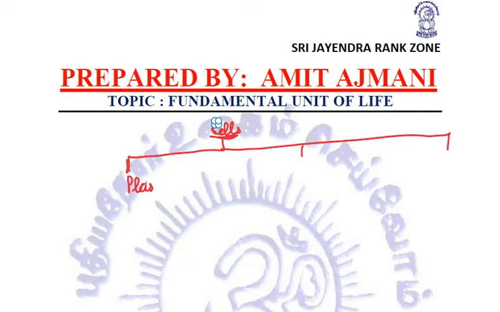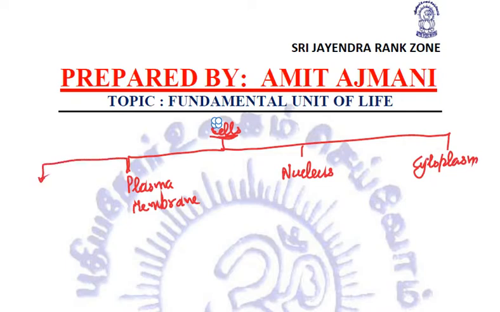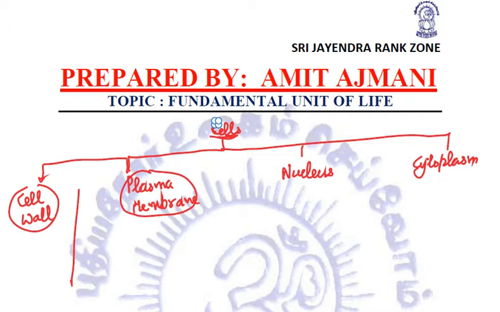One is the plasma membrane, which is also called the cell membrane. Second important thing present in all type of cells is the nucleus. And third thing present in all type of cells is cytoplasm. In plant cells, we have one separate extra part that is called the cell wall. We saw the differences between cell wall and plasma membrane.